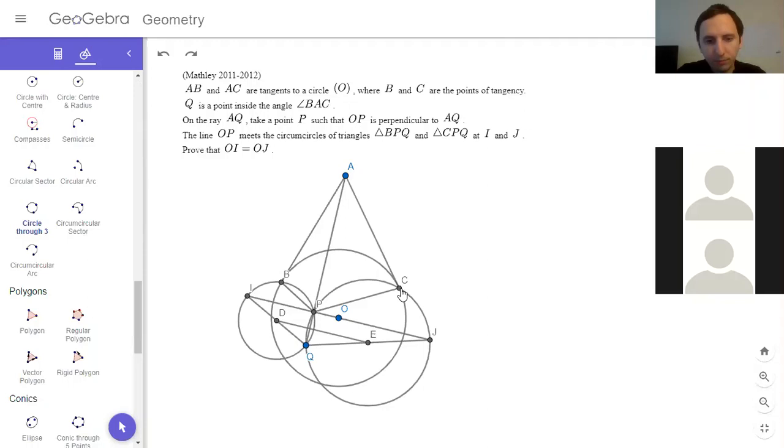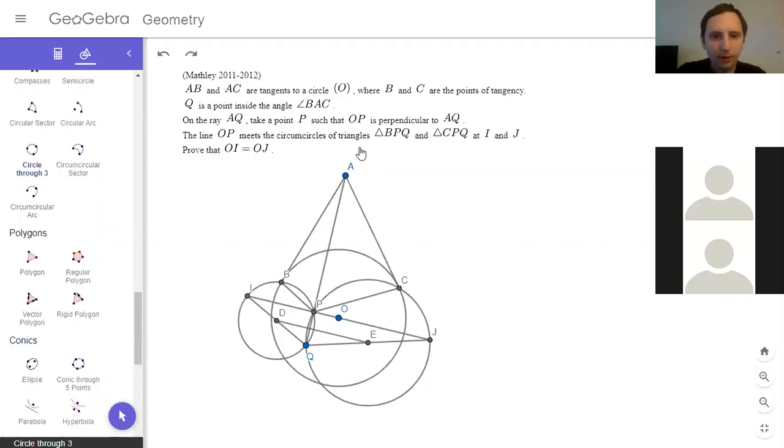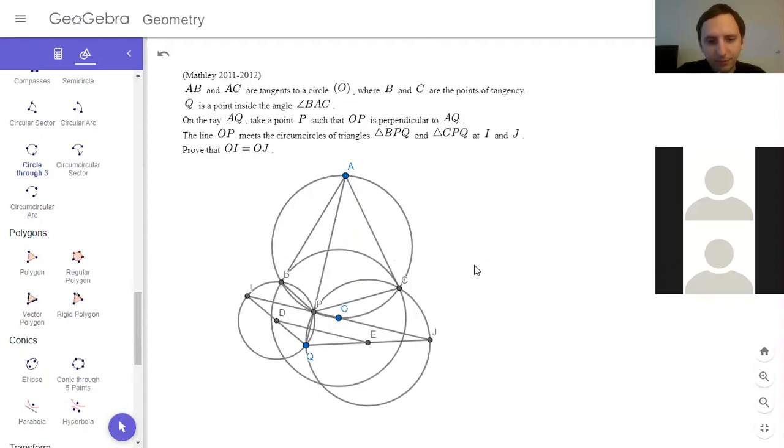Oh, by the way, ABPOC is cyclic because angle OPA equals angle OBA equals angle OCA. All are 90 degrees. OPA is, oh yeah, ABPOC is cyclic. This might help. That might be the key. Let's see.